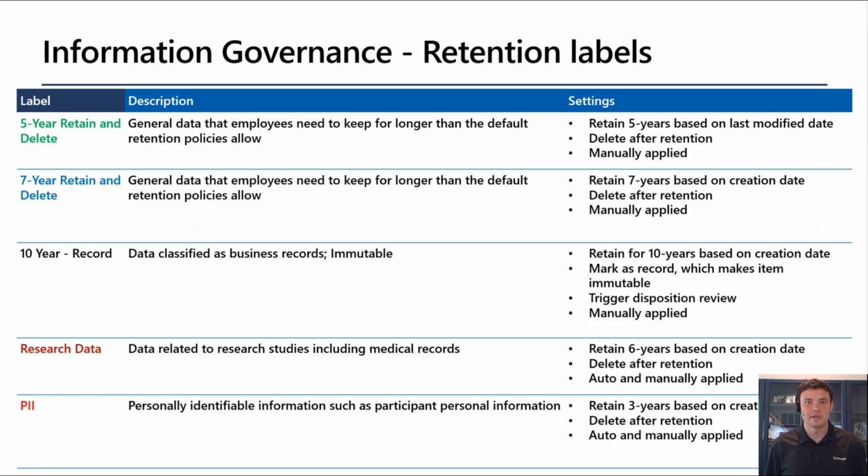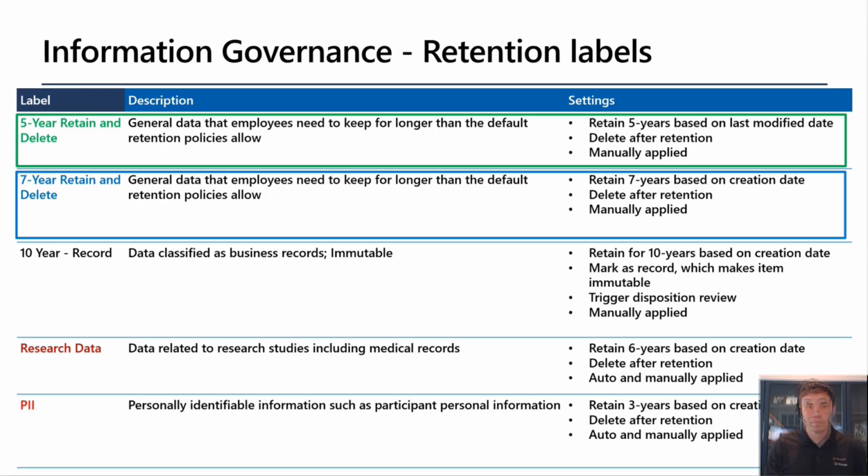So let's discuss some of the labels we'll start out with. We want to create a baseline of labels for now that provide additional functionality over the default retention policies we've previously talked about. And then we can add labels over time as needed, such as if additional regulations apply to us in the future.